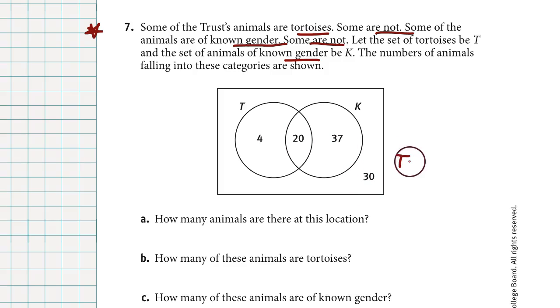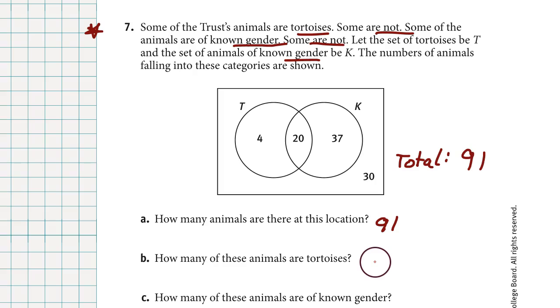To help you do probabilities, it's a good idea to know what the total is. 4 plus 20 plus 37 plus 30. That's 91. Normal probability questions would use 91 as the denominator. Conditional probability questions might use a smaller number as the denominator. Now question A, how many animals are there in the location? That was the 91.